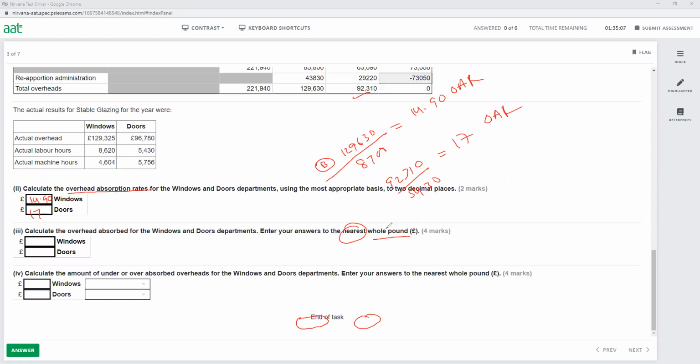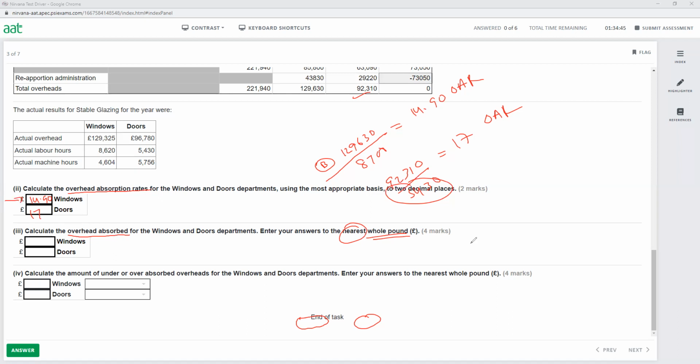So this time I'm not going to put the decimal. Before they said 2 decimal, this time only whole pound. And they're asking to calculate the overhead absorbed. This time not overhead absorption rate, is overhead absorbed. Very careful with this question. So overhead absorbed means OAR, overhead absorption rate, that is for the window, for example, 14.90.